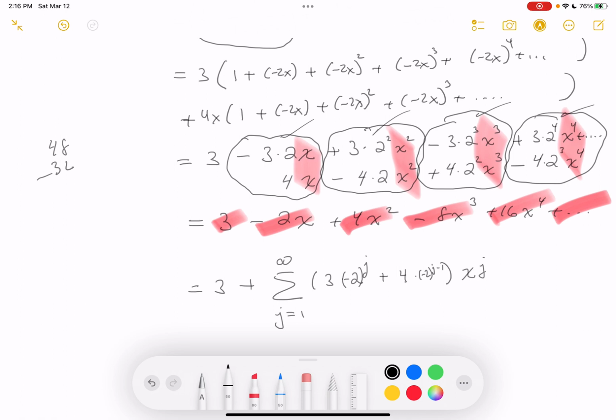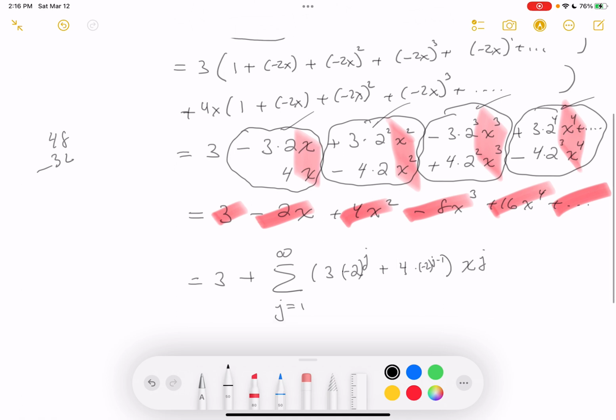So you got minus 2, j minus 1. Well, if j is 1, j minus 1 would be 0. Minus 2 to 0 is 1. That works. The next one would be minus 2 to the 1. Yeah, that works too. That works beautifully. All right? I'm going to clean it up just a tiny little bit.